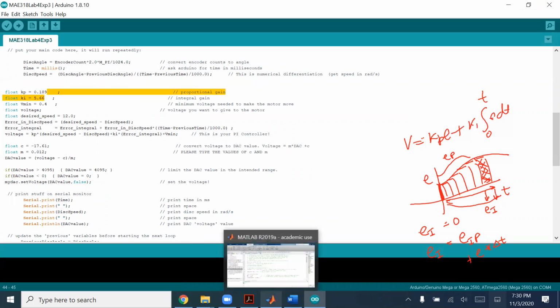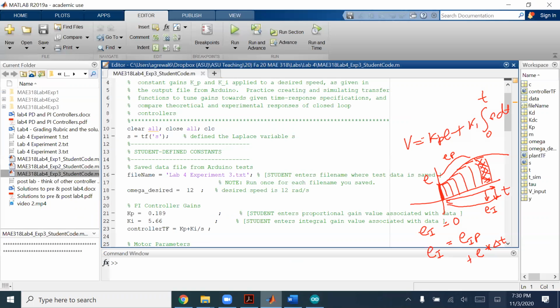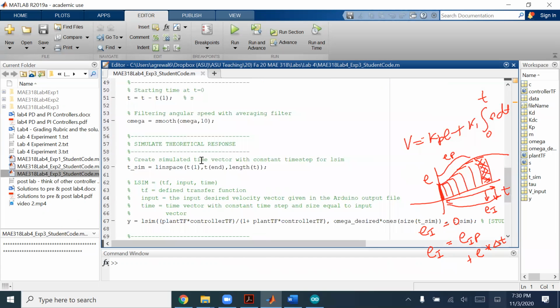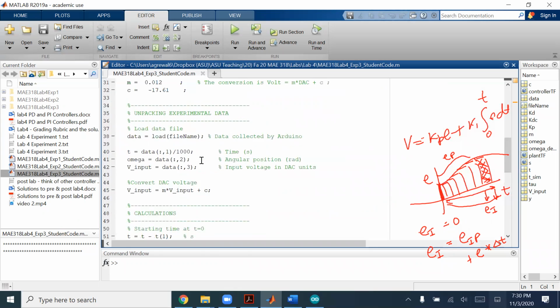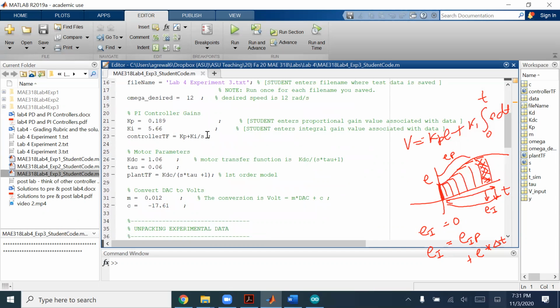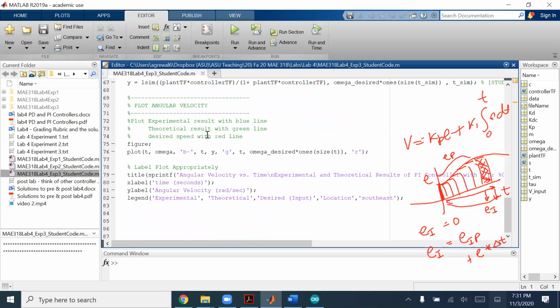Okay. After this, the data has been collected for you. You're going to run it through this MATLAB file where you define the Kp and Ki values, and then you define your plant transfer function, and then you can also find your controller transfer function and simulate the whole system. The controller transfer function is Kp plus Ki over S. So simulate the theoretical response and simulate the actual response. And I'll let you observe, is it going to work or is it not going to work? Okay, try it out.